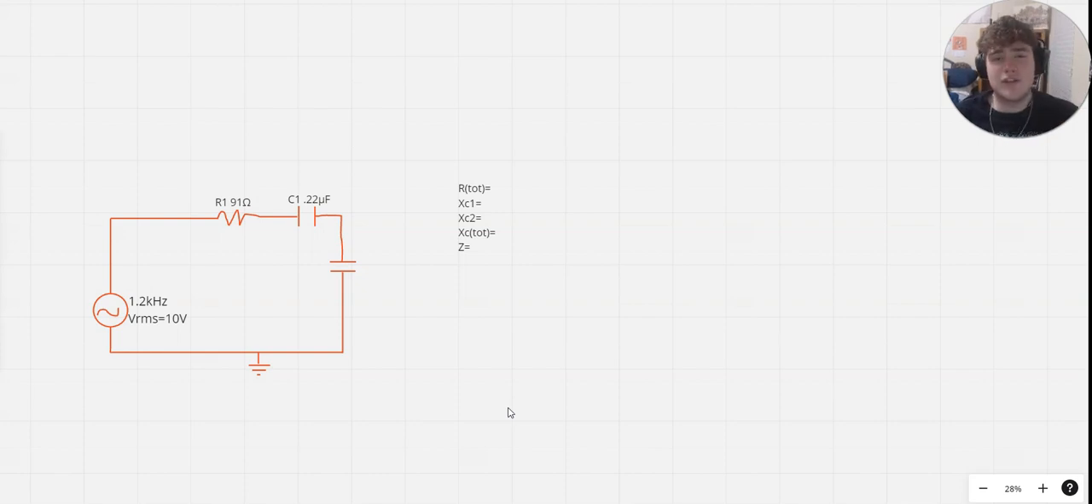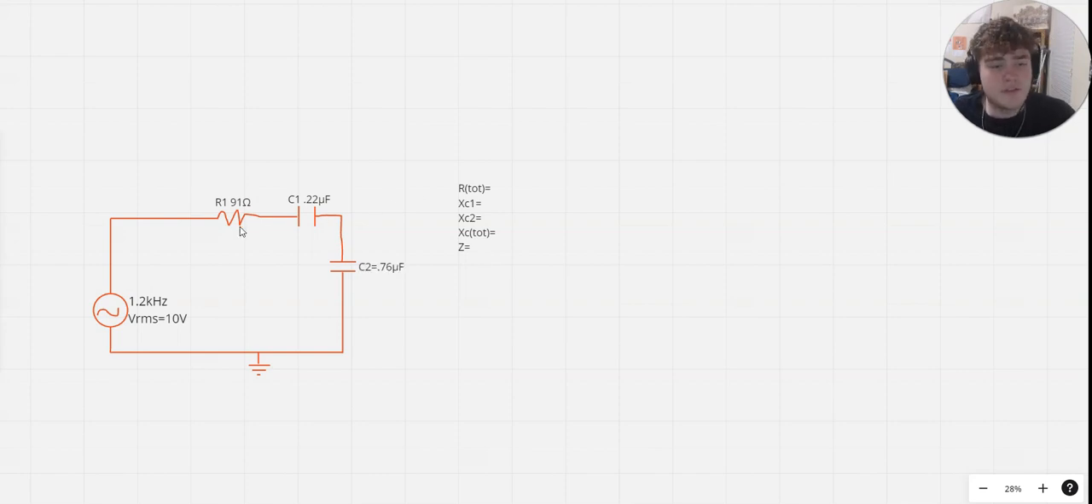Hello guys, welcome back to another video, and today I'm going to be showing you how to solve series RC circuits. And our final goal for this is to find the power triangle of said circuit. Now to do that, we're going to start at the very beginning and get the Z, also known as the total impedance, also known as the total resistive opposition to the circuit.